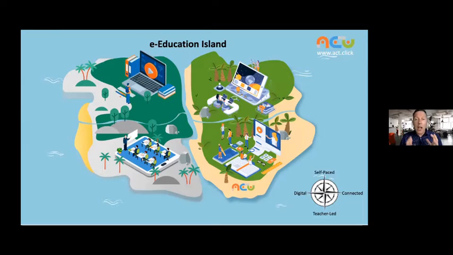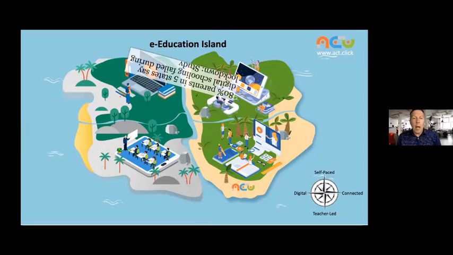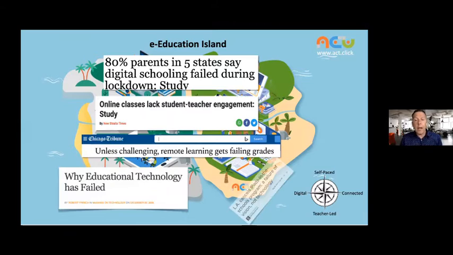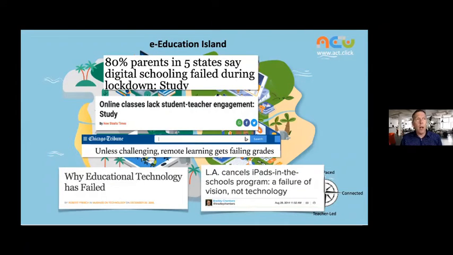And it's the same story around the world. We're all in the same boat and we've all landed at the same place. However, a lot of the headlines and the stuff that we've heard yesterday is we're getting a lot of reports that this is not that good. You know, things like, and this is just media ones, but studies as well: 80% of parents say digital schooling's failing, online classes stuck, unless challenging remote learning gets failing grades.